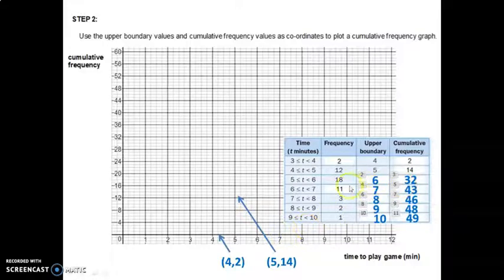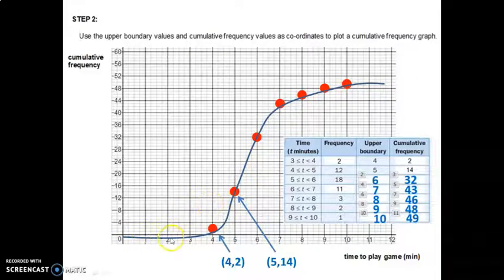So first point we have is 4, 2. 4, 2 is here. Next point we have is 5, 14, right? 5, 14. Plot that point here. Keep going. What's the next one? 6, 32, 7, 43, 8, 46, 9, 48, and 10, 49. Notice it has that shape we saw in the last one. Something like that. That is our cumulative frequency curve. This is not perfect. This should be above 0 here for sure. But anyway, you get the idea.